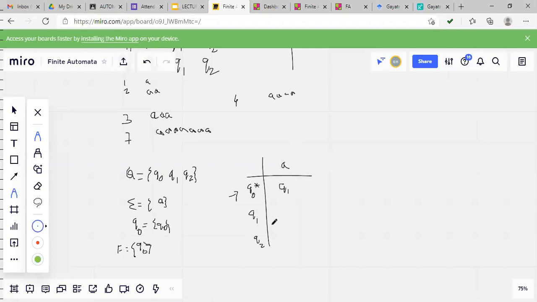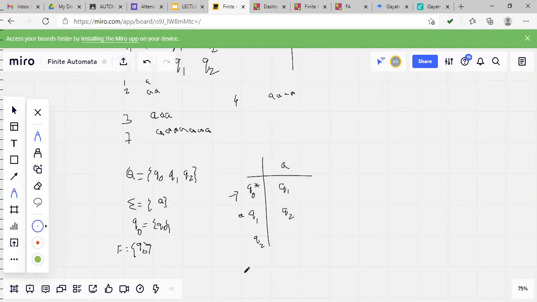Q1 on A. What do you mean by Q1 on A? Q1 means one remainder. One remainder means I already have A. Yes, very good. So I have single A, and I'm reading one more A. I have two A's here, right? 2A is Q2. 2A means 2. 2 when divided by 3, remainder is 2. That is Q2. So go to Q2.